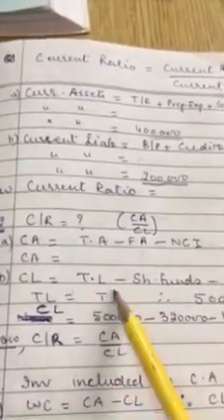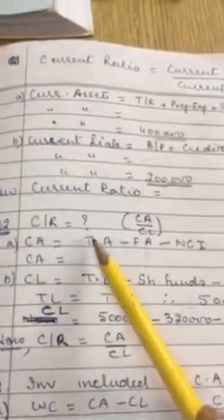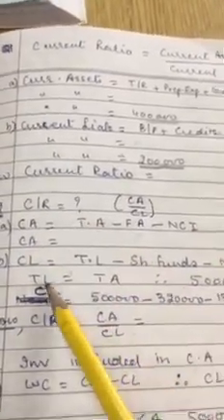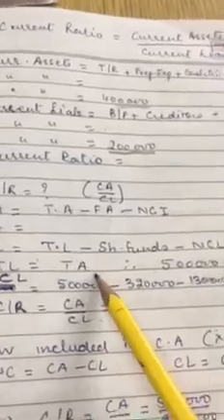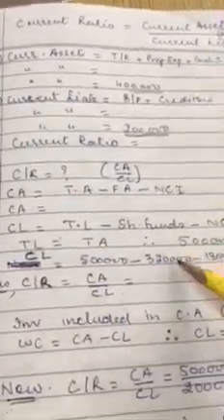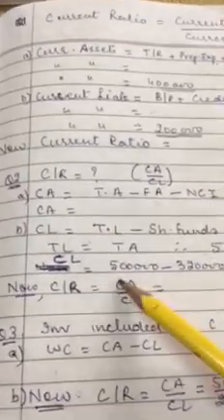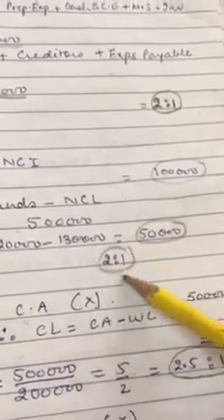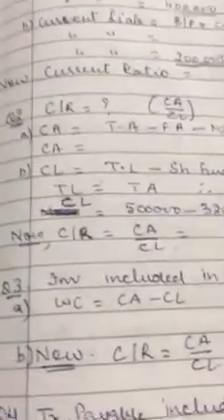Since total liabilities are not given and we are given total assets, so we can write the equation total liability is equal to total asset, that is 5 lakhs. And then you find out current assets and then current liabilities, substitute current assets and current liabilities, and you will get the ratio 2:1. Correct.